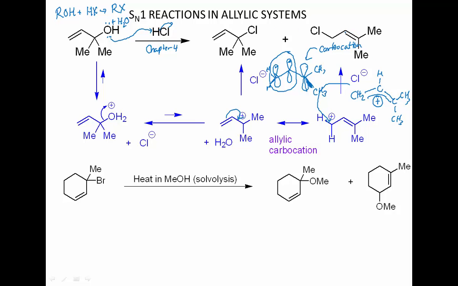Now if you look at the products, this product here of course would be much more stable than this product, because the only real difference here is the degree of substitution at the alkene group. This has a tri-substituted alkene, this only has a mono-substituted alkene.